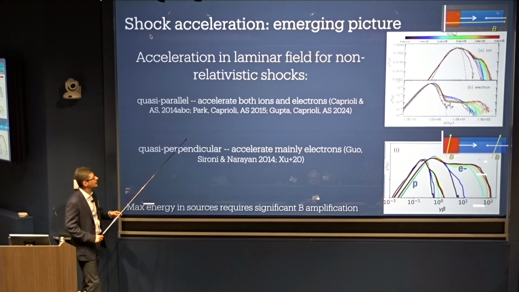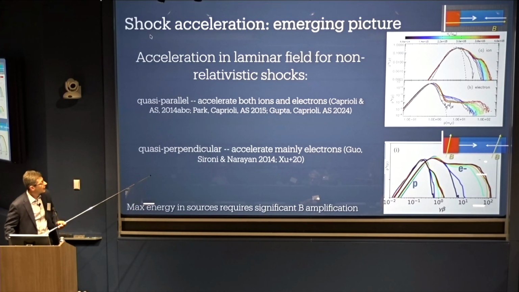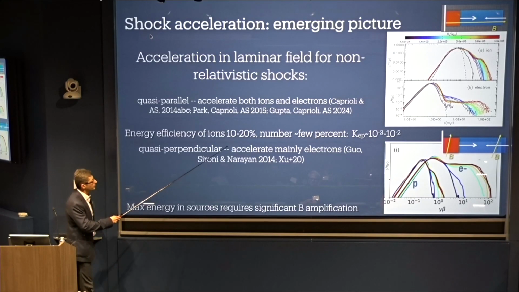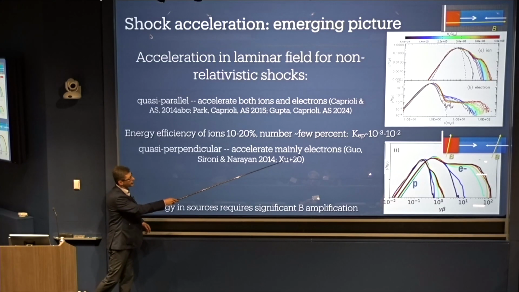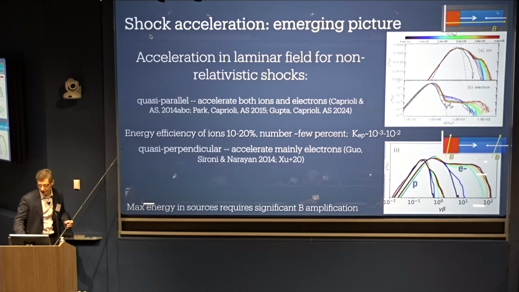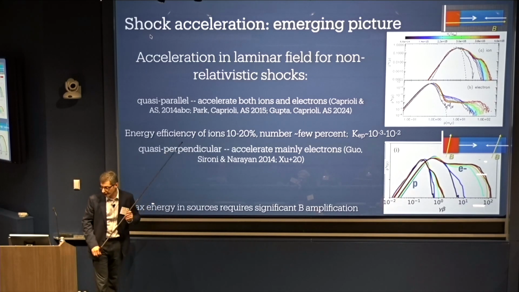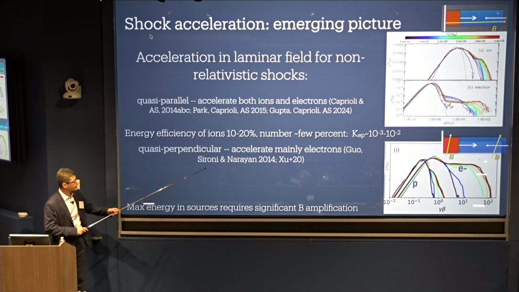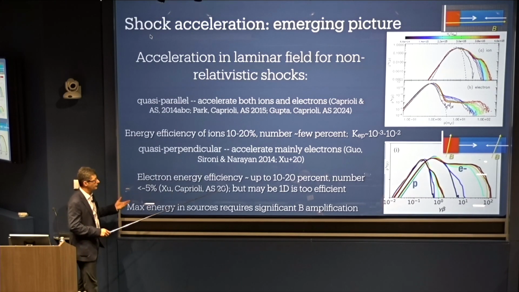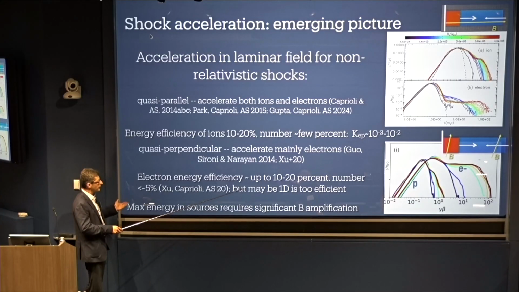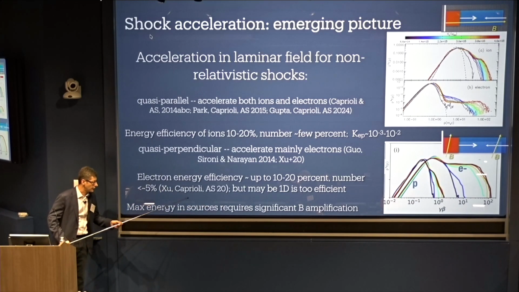All right, so the conclusion so far is that quasi-parallel shocks accelerate both ions and electrons with efficiency of about 10 to 20% by energy and a few percent by number. And the relative electron to proton ratio is 10 to the minus 3 to 10 to the minus 2. Quasi-perpendicular shocks don't accelerate ions very well, but they do accelerate electrons. For electrons, we have seen efficiency of about 10% in energy, maybe 5% by number. So they're actually quite interesting as electron acceleration sources.